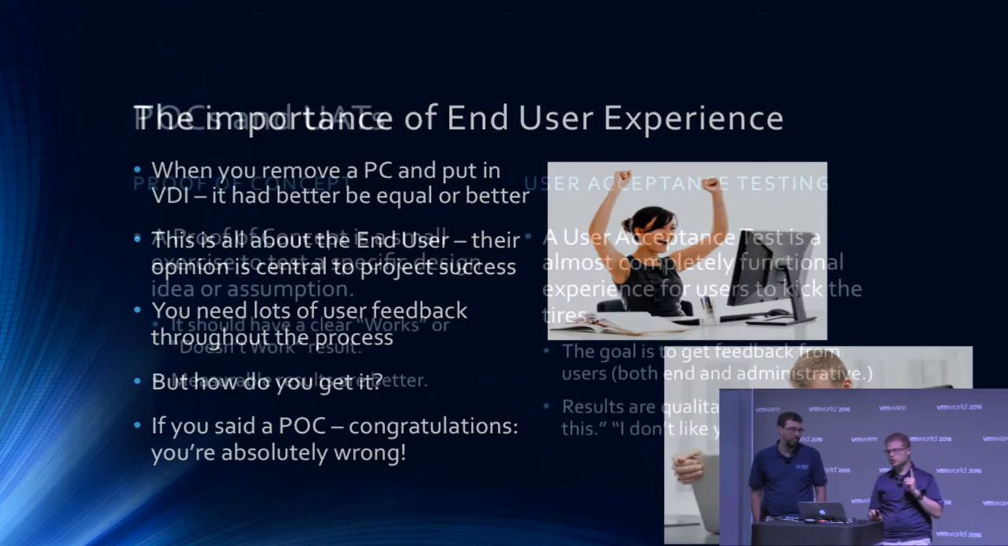So you need to get a lot of user feedback before you deploy this. Waiting for 2 months after deployment is way too late to get user feedback. You've got to do it ahead of time. And so how would you do that? A lot of people say, oh, well, we do a proof of concept, and I would say that's not right. You want to do user acceptance testing.